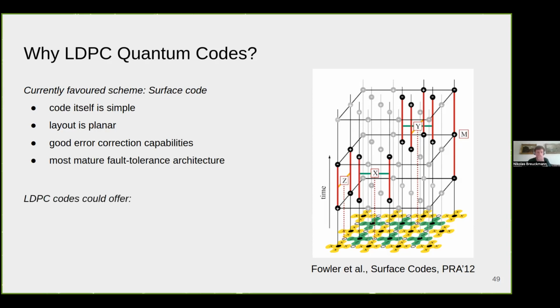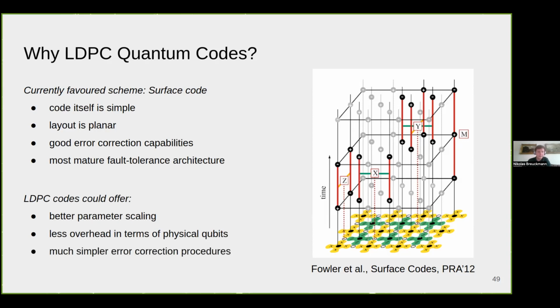So what LDPC codes could offer is, first of all, better parameter scaling. Now we know we can obtain codes with pretty much optimal parameter scaling. And this suggests that we could get less overhead in terms of physical qubits. We could also obtain much simpler error correction procedures. And there are some no-go theorems which apply to the surface code, which shouldn't apply to LDPC codes.